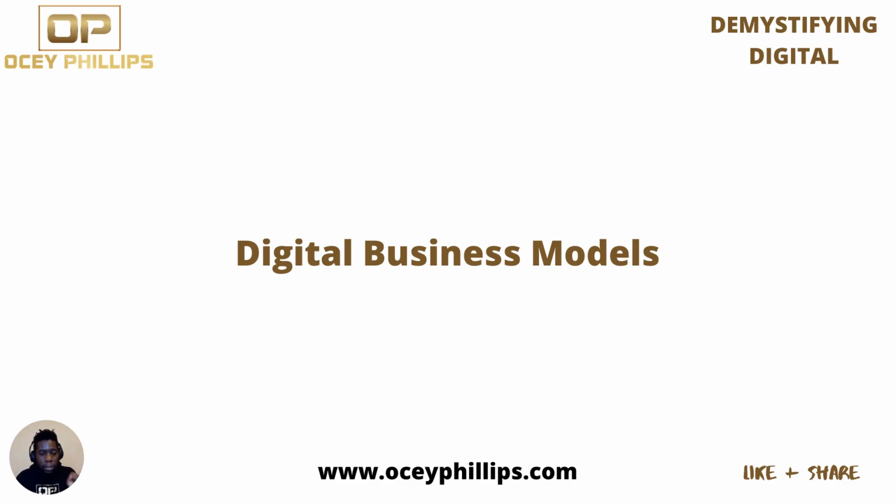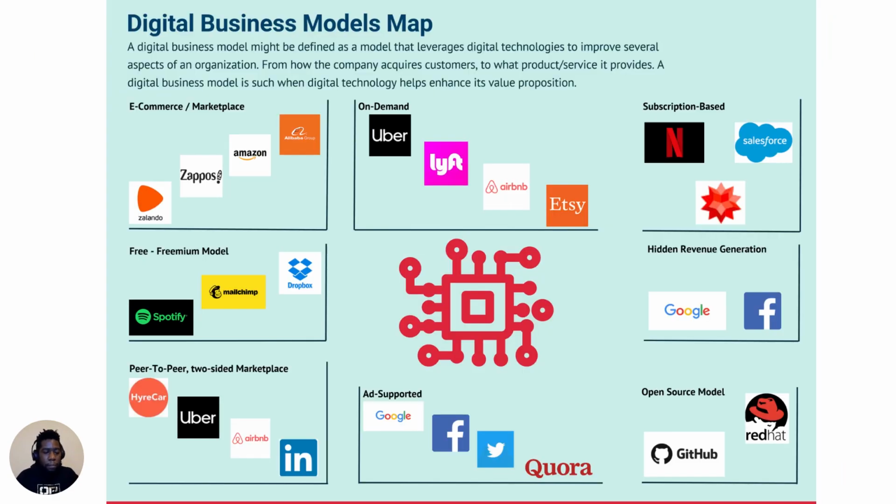So we're going to take a quick look into what digital business models are. So here we have a digital business model map, right? And they say a digital business model might be defined as a model that leverages digital technologies to improve several aspects. So you notice everything ties into what we said before, with what is a digital business, right? So I don't want people to mix up a digital business and digital transformation, or think that a digital business may mean that they need to start an entire new business, right? And this is from how the company acquires customers to what product or service it provides.